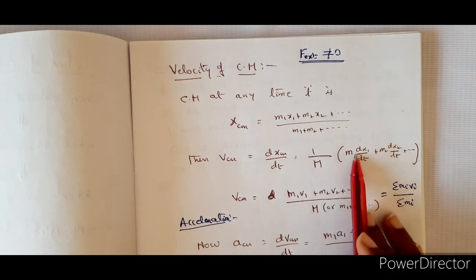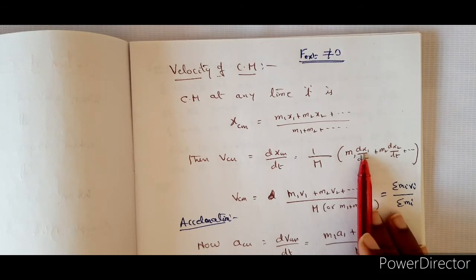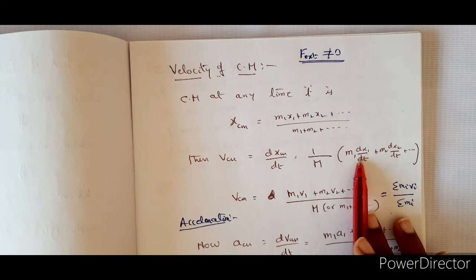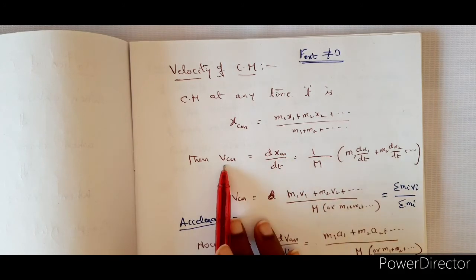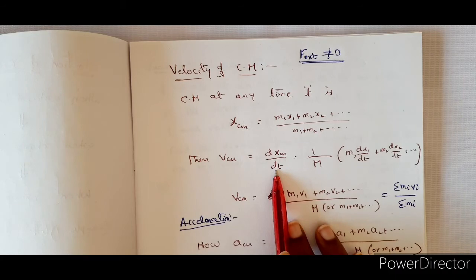That means it is the rate of change in the location of the mass M1. It is the rate of change in the location of mass M2. So there is a change in position, and that rate of change in position is said to be velocity. So when you talk about velocity of center of mass, this will become the velocity of center of mass.